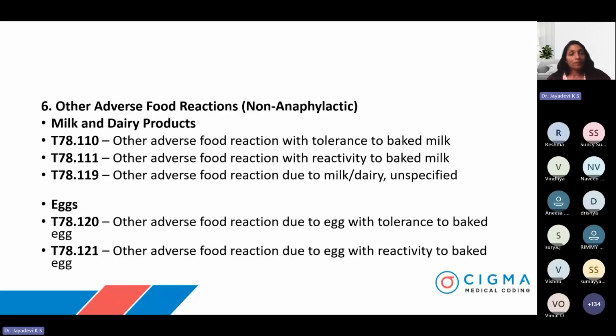Now, adverse effects, food reactions, non-anaphylactic reactions, milk and dairy products. You can see T78.110 to baked milk, tolerance, and reactivity to baked milk, T78.111. Other adverse food reaction, T78.11. Yet another is a precise code for the egg reactions also, egg. T78.120, other adverse food reaction due to egg with tolerance to baked egg, then with reactivity to the baked egg.